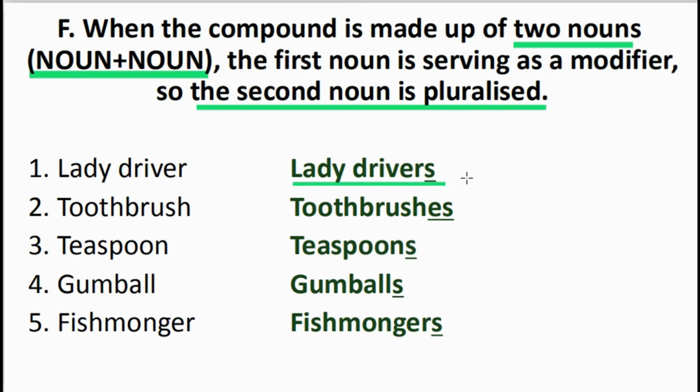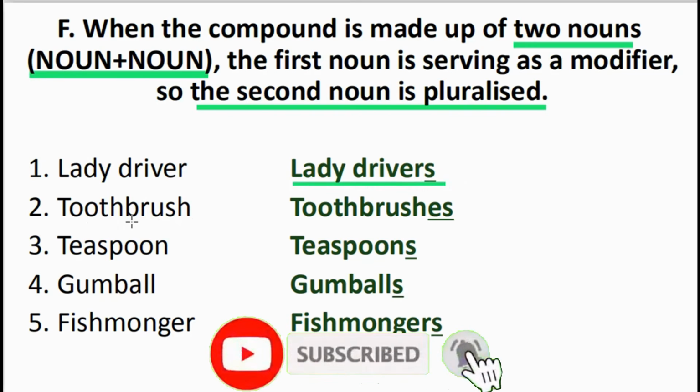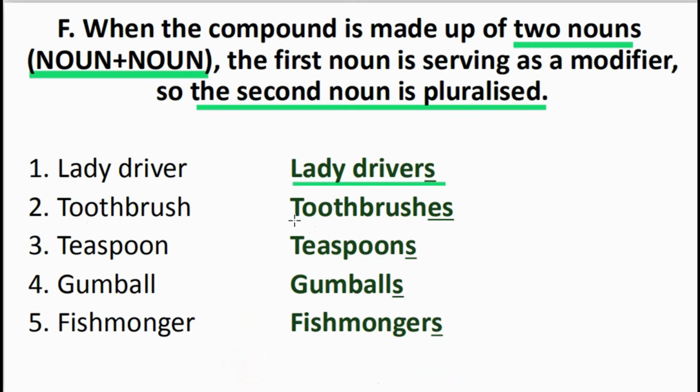Toothbrush. Tooth is a noun, brush is a noun. But tooth is modifying brush. So brush is the main noun. Therefore, we pluralize brush. Toothbrush becomes toothbrushes. Teaspoon. Tea is a noun, spoon is a noun. But tea is describing spoon. Of course, a teaspoon is not tea, it is a spoon. So spoon is pluralized. Then we have teaspoons.